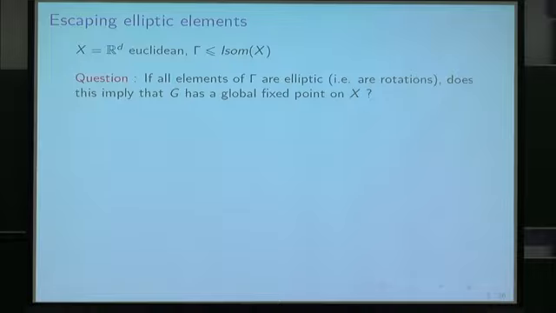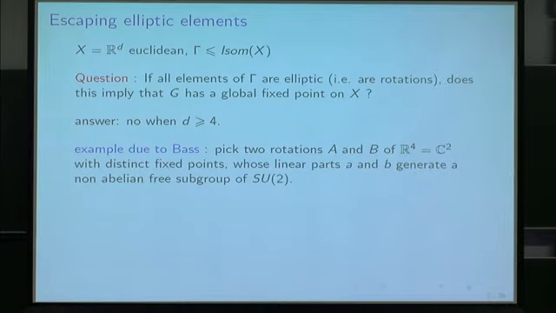So first question is: suppose the whole group Gamma is made entirely of elliptic elements. Each of them fixes a point. The question is: does this imply that Gamma has a global fixed point?